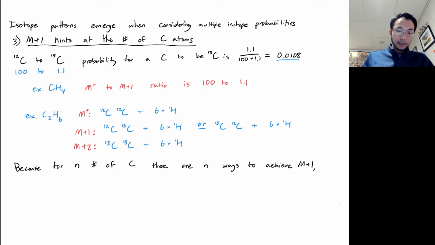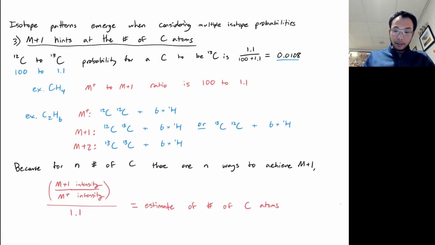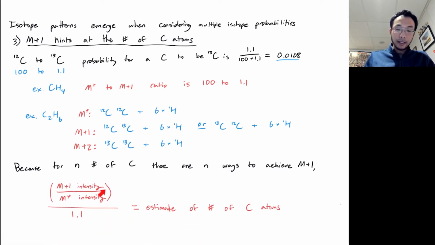I'm going to show you the math here. So again, if you have n carbons in a molecule, then there are going to be n ways to make the M+1 ion. And so the math tells us that, given mass spec data, this fraction right here would be just the data that you extract from the instrument. You can take the intensity of the M+1 signal, divide that by the intensity of the M+ signal, or the molecular ion signal, and divide all of that by 1.1. That gives you a nice estimate of the number of carbon atoms in that formula. Again, it's an estimate because the signal has some amount of error. There are other isotopes that contribute a little bit to M+1, etc.